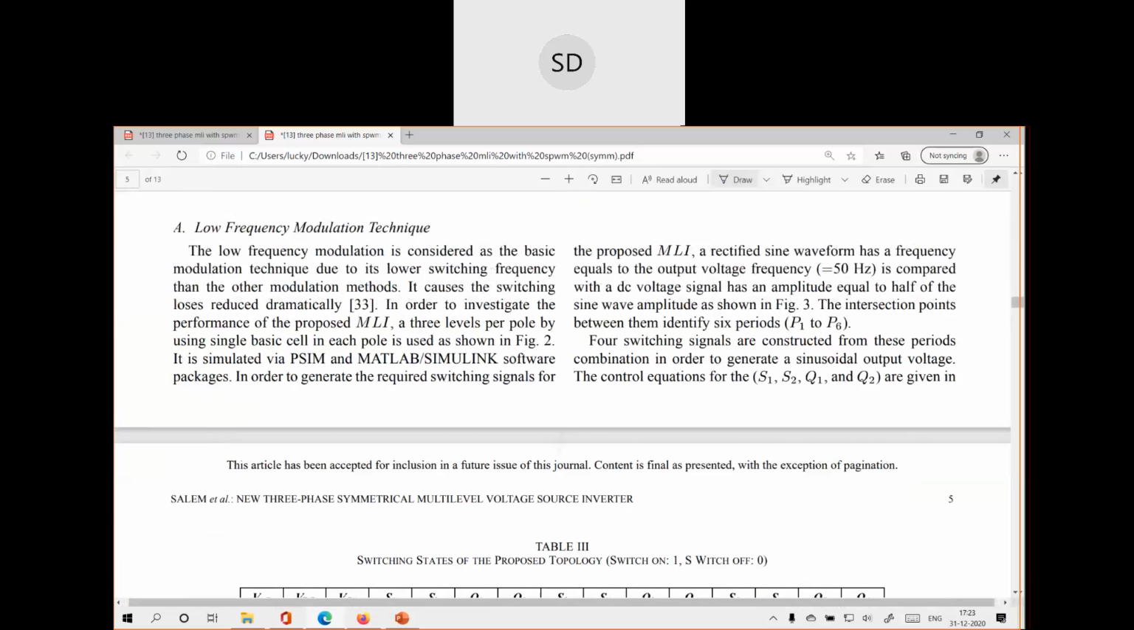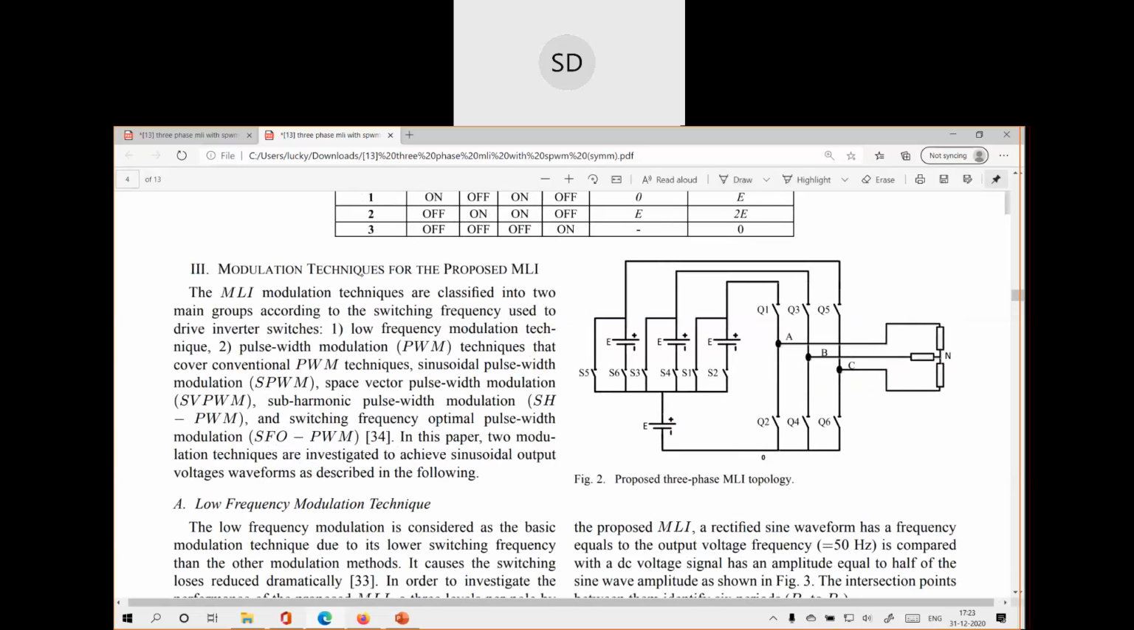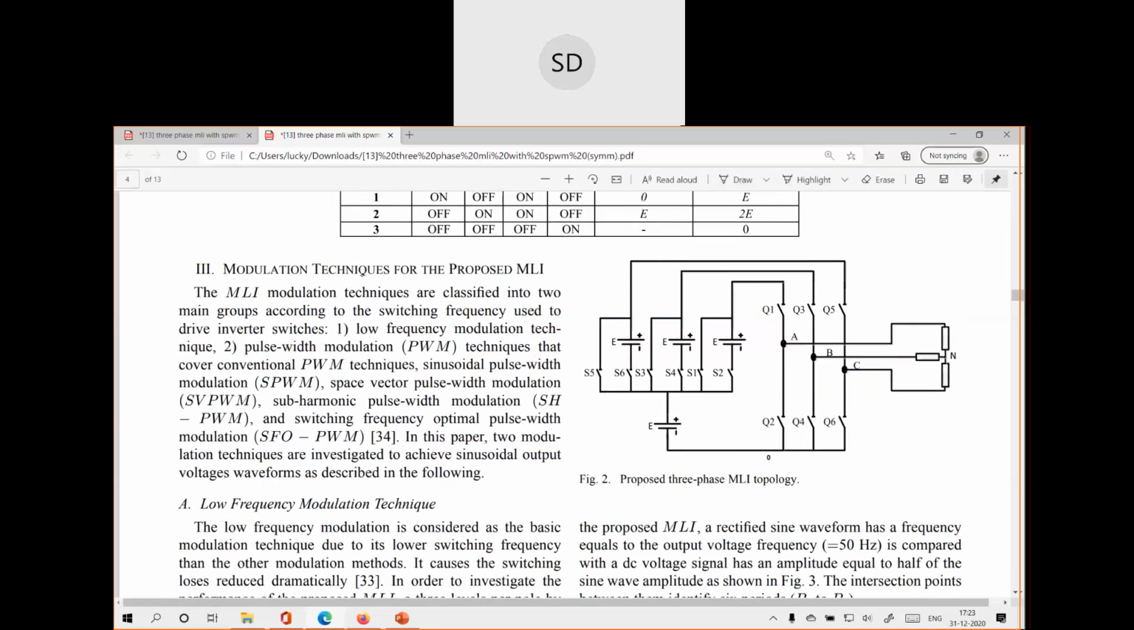So this is the topology that we discussed. This is Q1, Q3, Q5, Q2, Q4, Q6, that is the switches in the actual 2-level inverter, and these are the additional units S1, S2, S3, S4, and S5, S6.